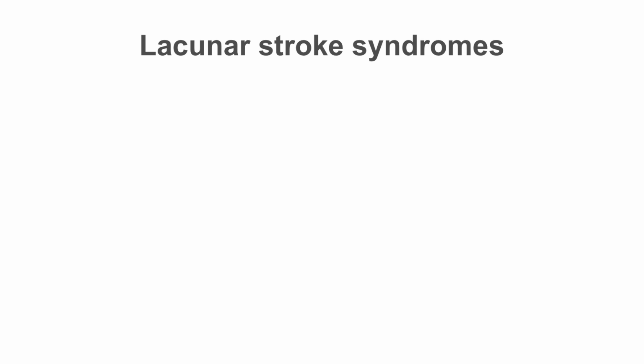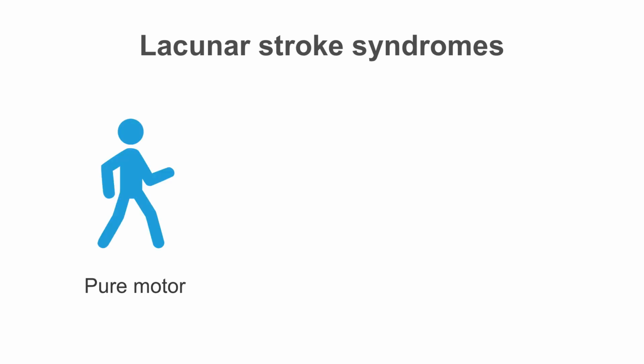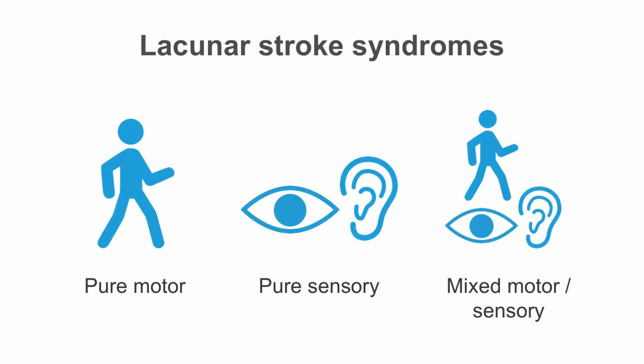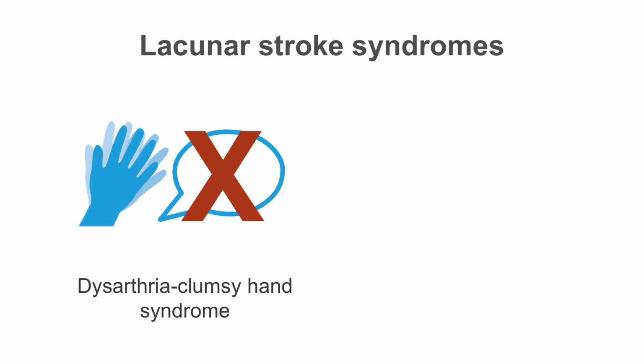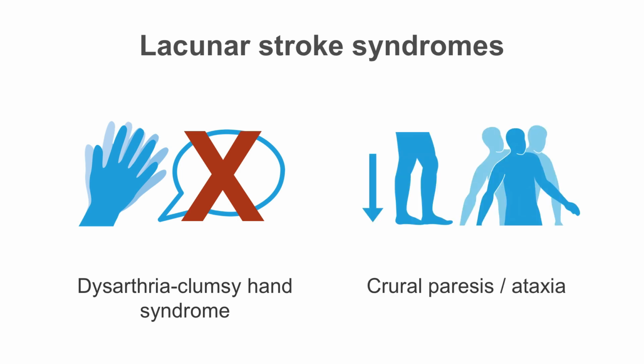These include pure motor stroke, pure sensory stroke, and mixed motor and sensory strokes. A fourth is called dysarthria clumsy hand syndrome, where the affected patient has garbled speech and ataxia of the upper limb, which they interpret as weakness. They are not weak, but rather have coordination issues, and this can be brought out on examination. The fifth syndrome, ataxia with crural paresis, involves weakness of the leg and ataxia of the upper body.